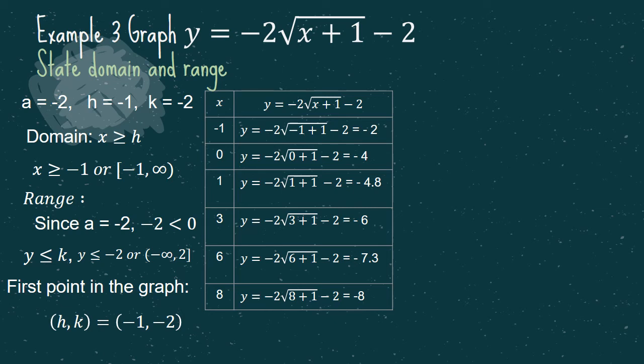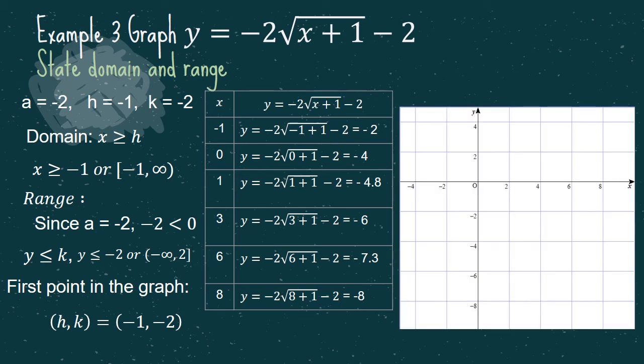If the value of the x is 3, y equals negative 2 times the square root of 3 plus 1, minus 2. This is an exact value, equal to negative 6. If the value of the x is 6, the y value is negative 7.3. And if the value of the x is 8, the value of the y is negative 8. Now with these values, I'm ready to plot these points so I can get my curve. Let me plot the point negative 1, negative 2. Then let me plot the point 0, negative 4. Then 1, negative 4.8.